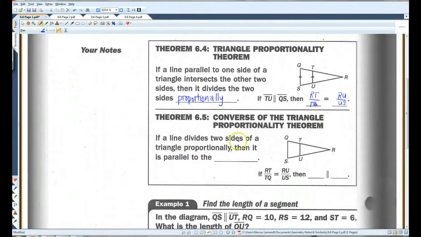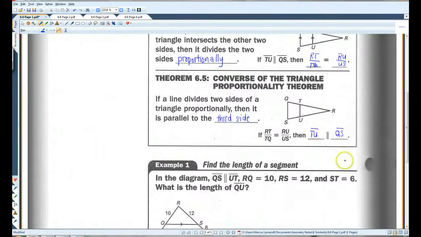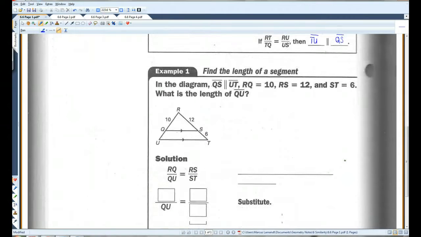Likewise, if a line divides two sides of a triangle proportionally, then it is parallel to the third side. So basically, if this over this equals this over this, then TU is parallel to QS. So for example, in the diagram, QS is parallel to UT.